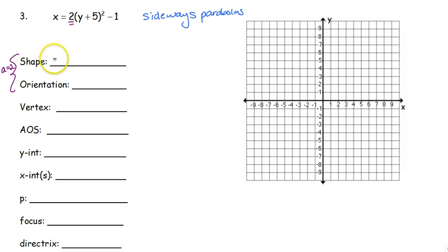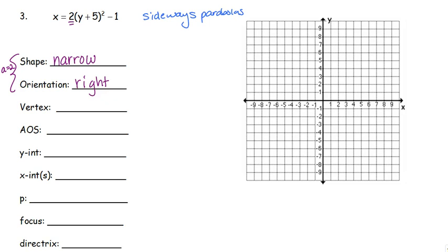This is going to be narrow because it's greater than 1. Now normally the orientation is up and down, but because it's sideways and because it's positive, it's going to go right. If it was negative, it would go left. Alright, the next piece is the vertex.